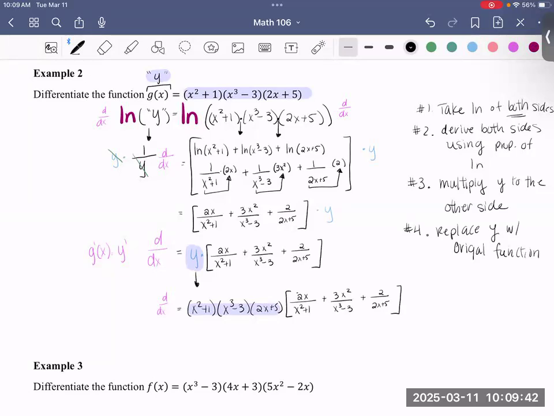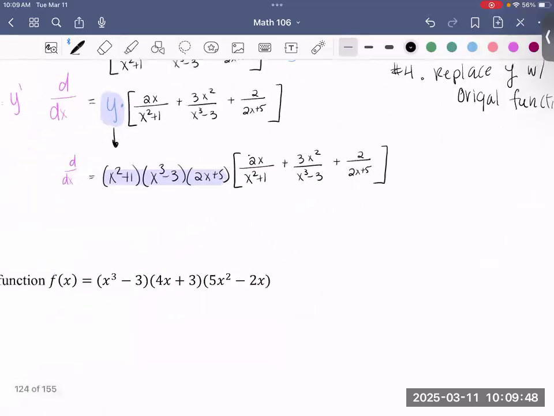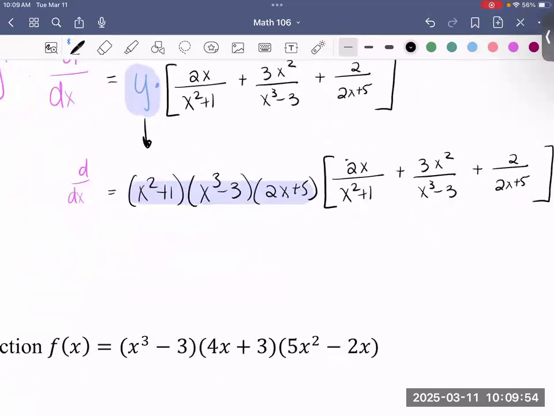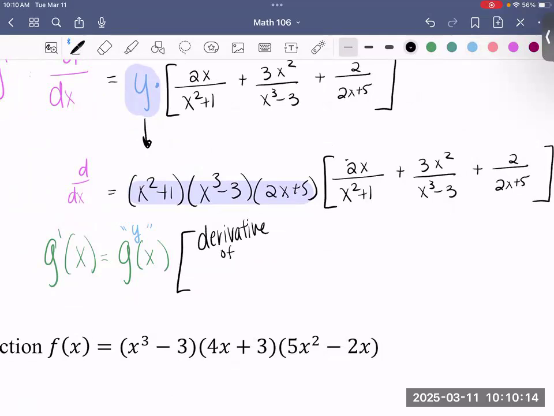Now, no, you don't need to do this every single time as long as you understand the following rule. So this is kind of that step-by-step process on how we get to it. But otherwise, the derivative of g of x is equal to g of x, that is to say, this was your y, times the derivative of the inside function using ln properties.